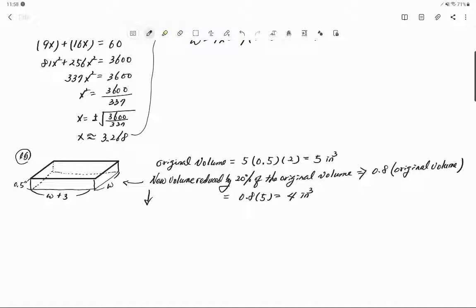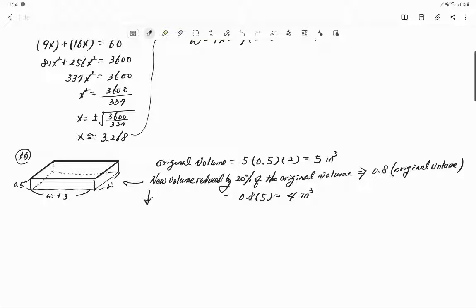Okay, the next example is a chocolate bar, and the original volume is 5 inches times 0.5 inches times 2 inches, so it will be 5 cubic inches. The manufacturer decided to reduce the volume by 20% of the original volume. So the new volume will be 80% of the original volume. So 0.8 times the original value 5 is 4 cubic inches. So they want to make 4 cubic inches of rectangular solid candy bars.